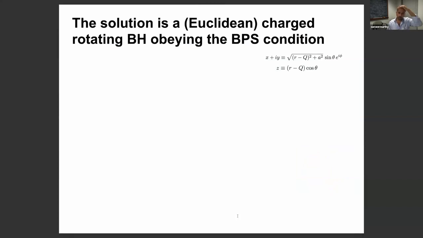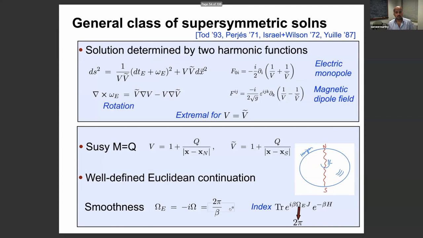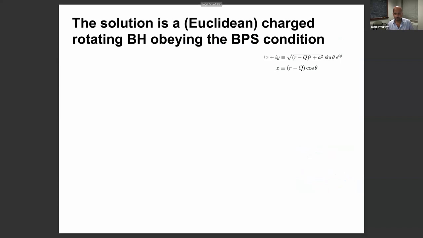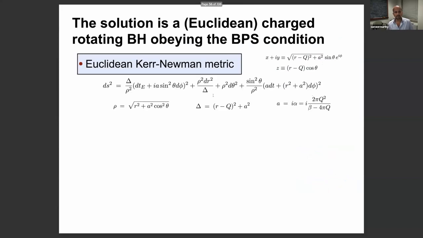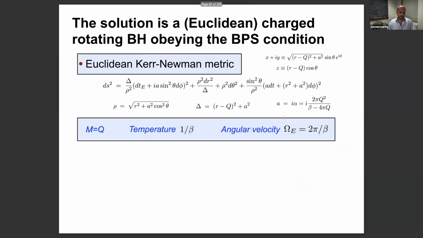So now you see, I described this solution in some language which may be unfamiliar. But in fact, if you just use this coordinate transformation between the flat base space and what are called oblate spherical coordinates, then you just find the Euclidean Kerr-Newman metric, okay, which would be much more familiar. And here you see the angular momentum, the a parameter, is a function of the charge and beta. And again, I just write down the properties. The key properties are that M equals Q, the temperature is 1 over beta, and the angular velocity is 2 pi over beta. You can also read that off completely from this metric.